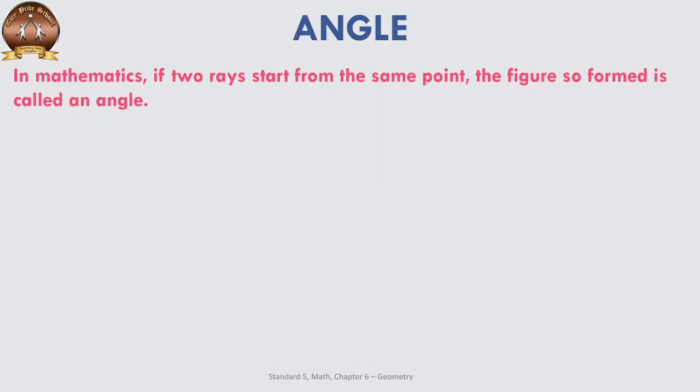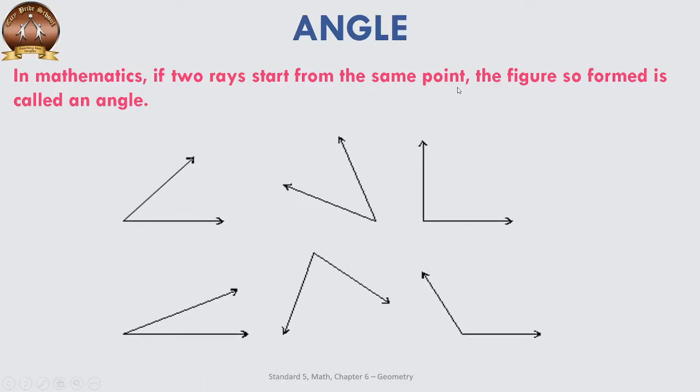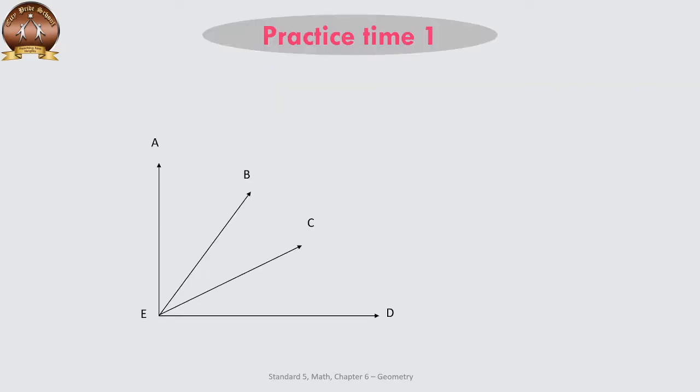In mathematics, if two rays start from the same point, the figure so formed is known as an angle. Two rays start from the vertex, the common point, and we get an angle there. An angle can look like this, like this, this or this. An angle can have any measure. We are going to learn about the measures also. Before that, let us learn about what all angles you can see in this figure.